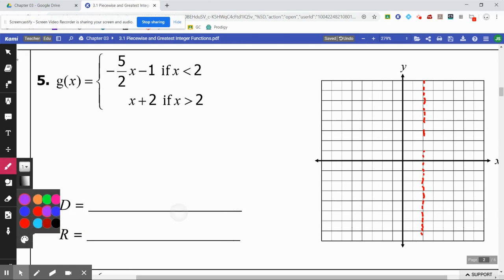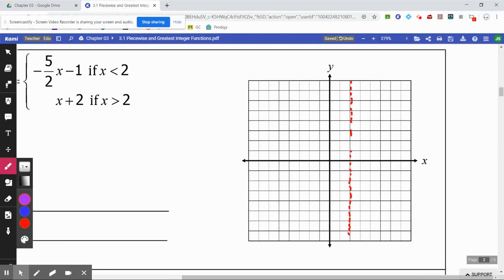The first part of your graph, y equals -5 halves x minus 1. So you have a y-intercept of -1. You have a slope of -5 halves. So go down 1, 2, 3, 4, 5, and over 2. Or go up 1, 2, 3, 4, 5, and left 2. There's the first part of your graph. Now we're only going to graph that to the left of this red line.